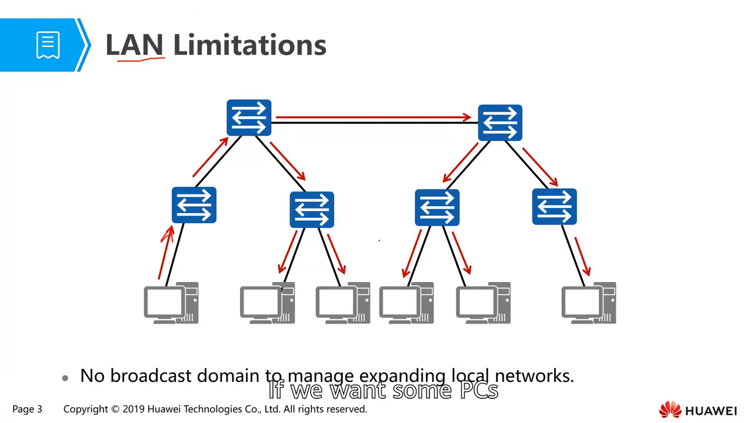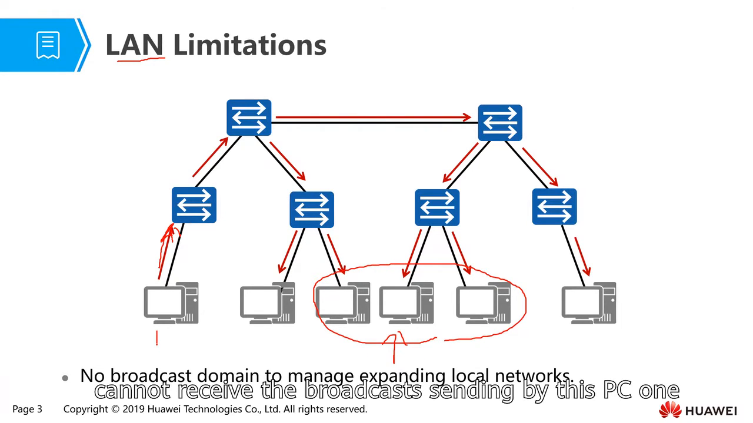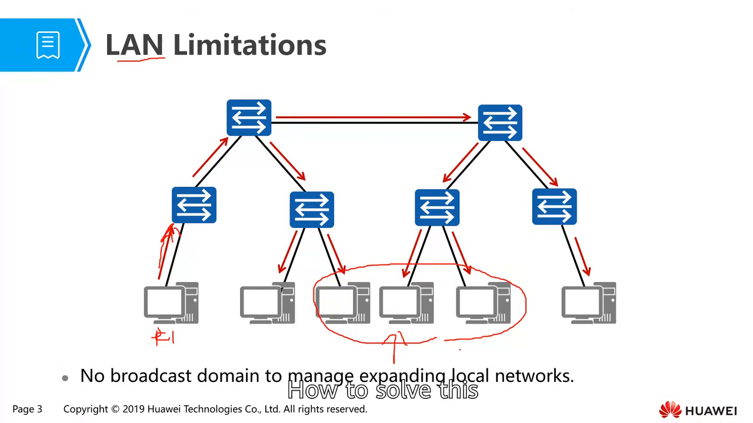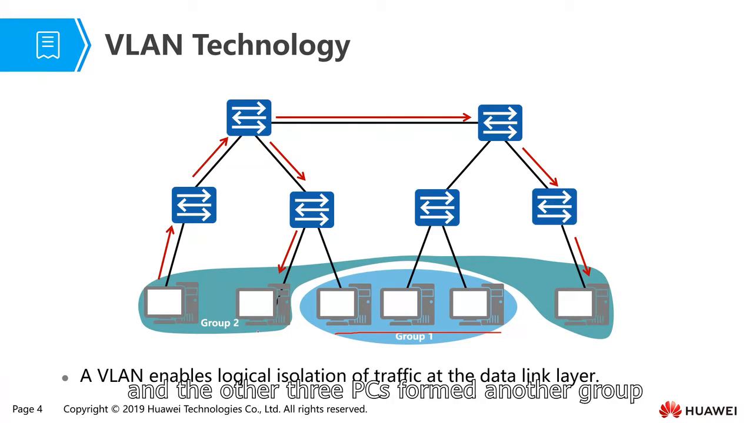Then if we want some PCs to form one broadcast domain, that means when some PCs send out a broadcast, only some of these PCs receive it, and others, for example this group, cannot receive the broadcast sent by this PC1. How do we solve this? We use VLAN technology. In VLAN technology, these three PCs form one group, and the other three PCs form another group. Then one group is one broadcast domain.